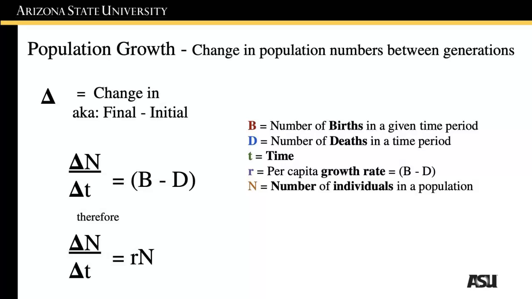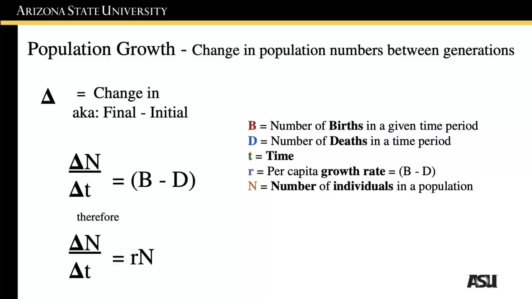When looking at how populations grow, we're looking at how the population changes in number between generations. This little delta triangle sign means change in. And so what we do is we take the final minus initial in order to determine the change. So the change in N, which is the number of individuals in a population, divided by the change in time, or months, days, years that we're looking at, will equal the number of births minus the number of deaths.